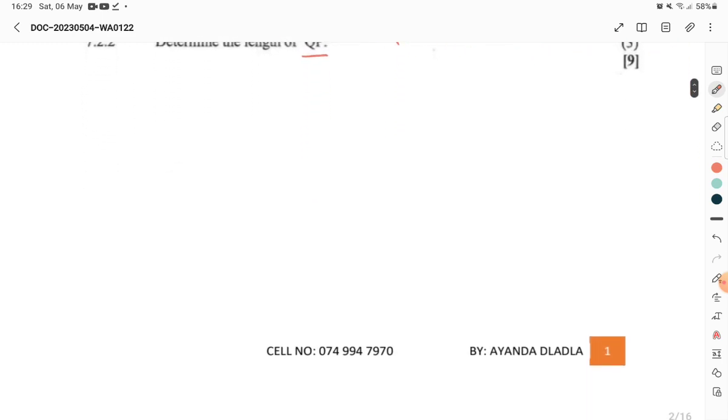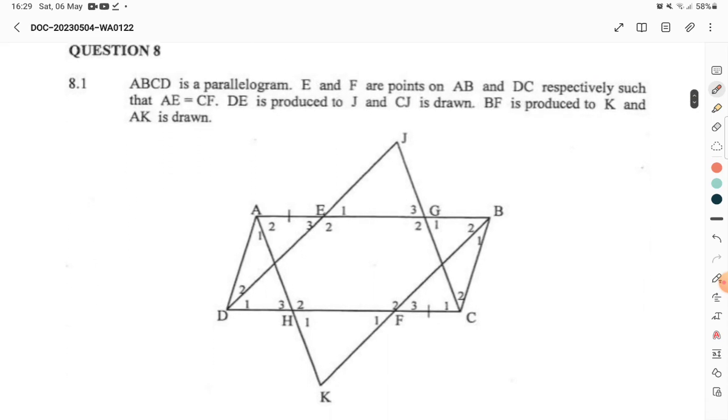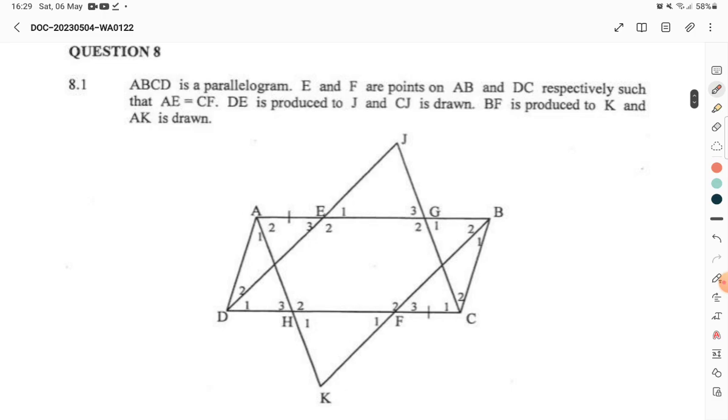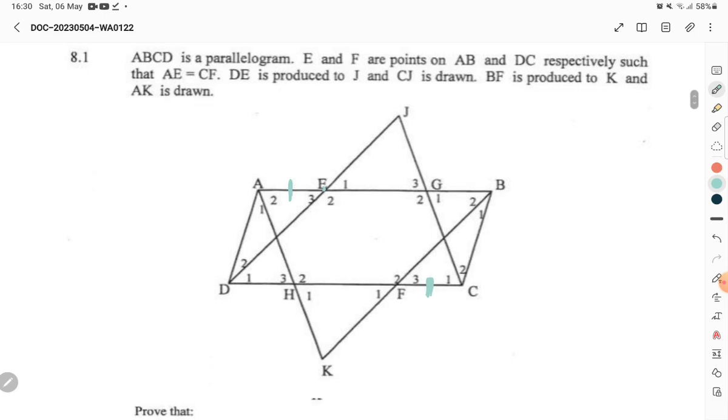Coming to the next question. This is ABCD, which is said to be a parallelogram, right? If that is the parallelogram, then E and F are points on AB and DC respectively, such that AE is equal to FC. DC is produced to J and CJ is drawn. BF is produced to K and AK is drawn. So we all have this information now.